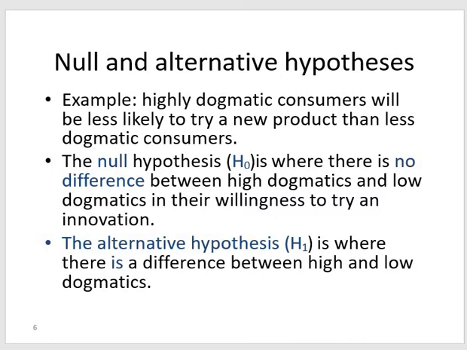Dogmatic customers means those who are thinking in their own way. They don't care about what the world is saying. They don't care about what the reviewers are saying. They don't care about anybody else. They are just caring about themselves. If they feel that this product is good, they are definitely going to buy that product. Those type of customers are called what? Dogmatic customers. So highly dogmatic customers will be less likely to try a new product than less dogmatic consumers.